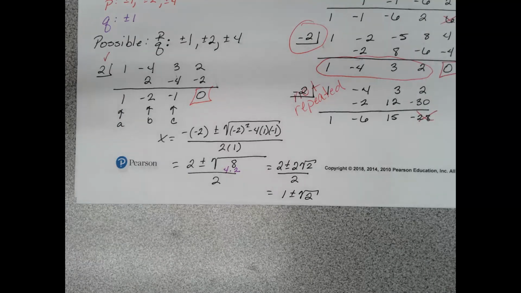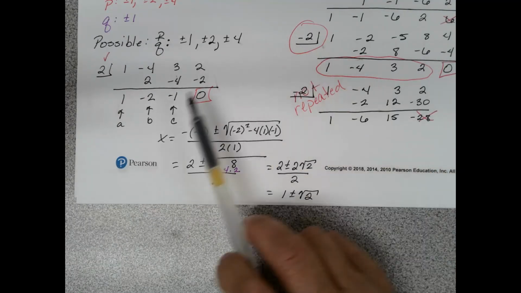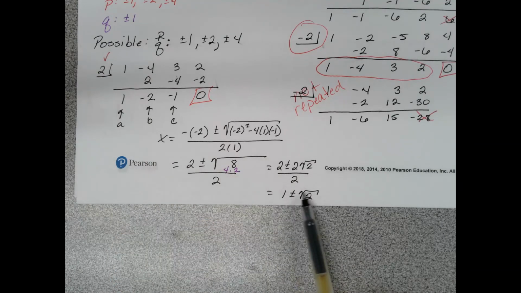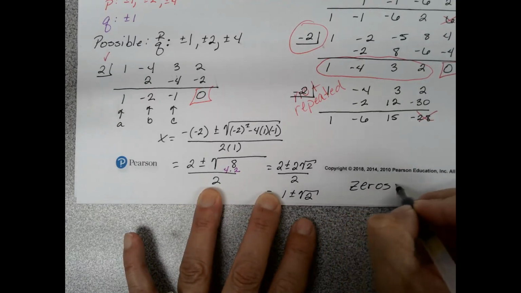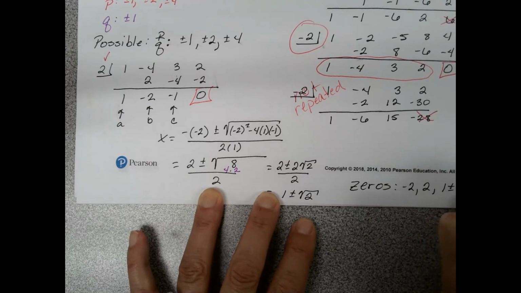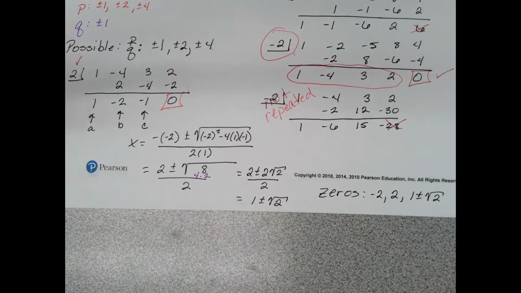I knew I was looking for 4. Root 1 was the negative 2. Root 2 was the positive 2. Roots 3 and 4 are right here. Okay? And so my actual zeros, my solution, negative 2, positive 2, 1 plus or minus the square root of 2. Those are my 4 zeros.